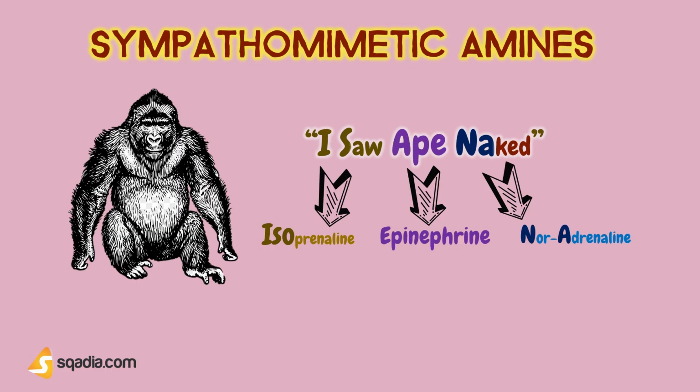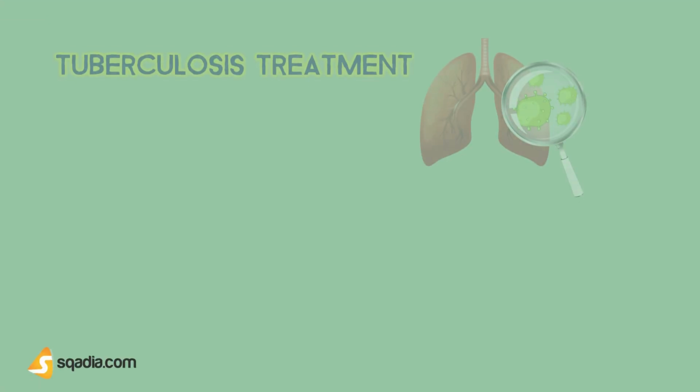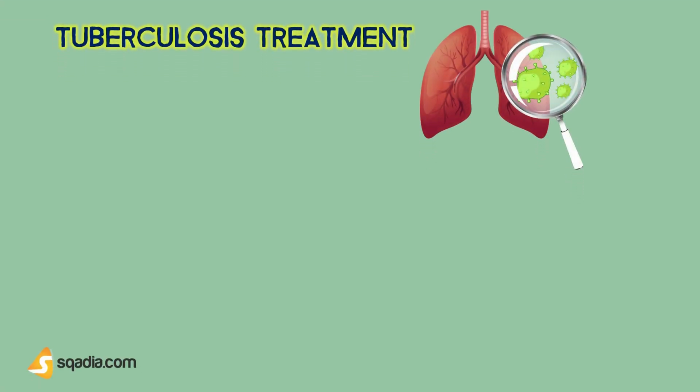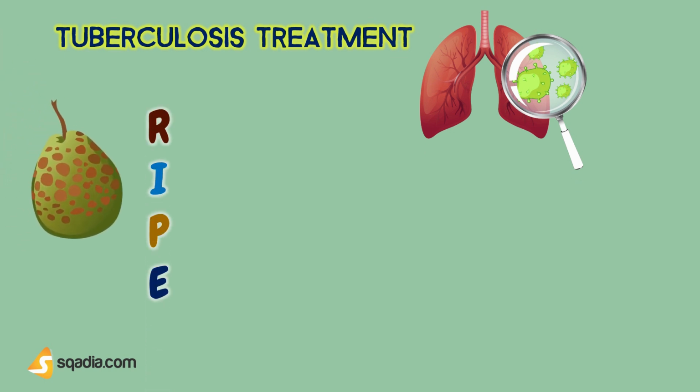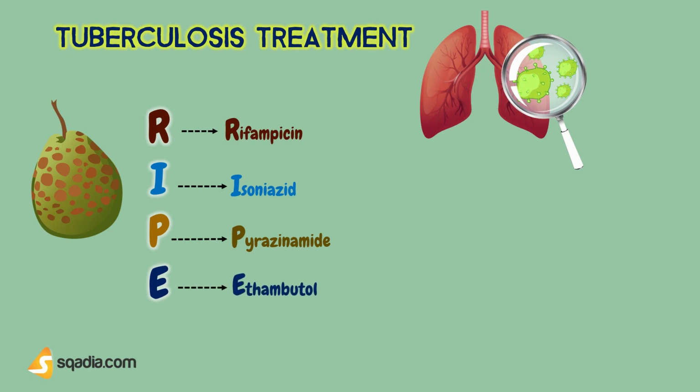Now, the last mnemonic is about antituberculosis drugs. We know tuberculosis requires triple or quadruple therapy. That can be easily remembered by a mnemonic, RIPE. Here, R for rifampicin, I for isoniazid, P for pyrazinamide, and E for ethambutol. These all are the names of medicines that are given in therapy of tuberculosis.